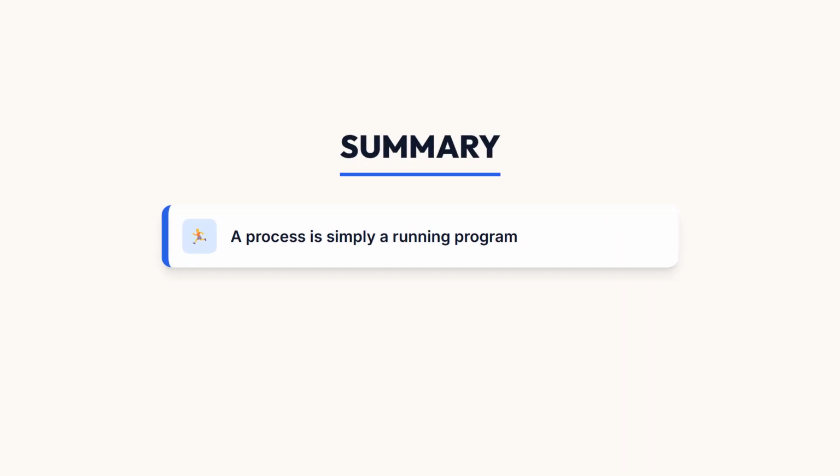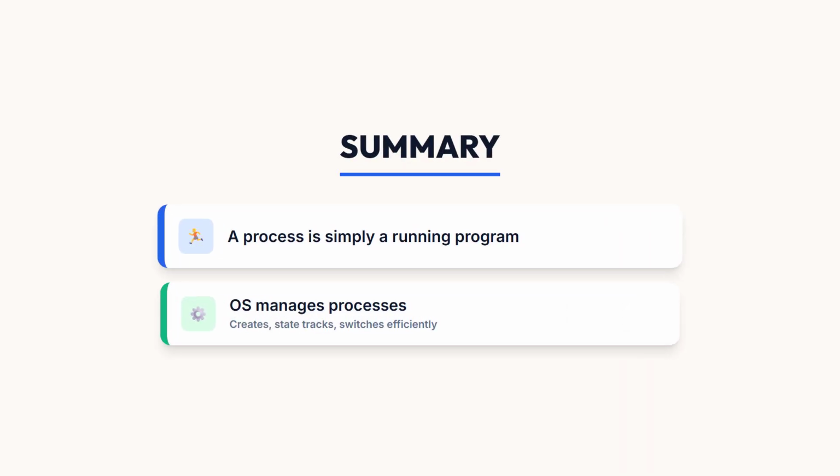So to summarize, a process is a running program. The OS creates and manages processes, switches between them, and keeps track of their state. This is what allows your computer to run multiple applications smoothly.